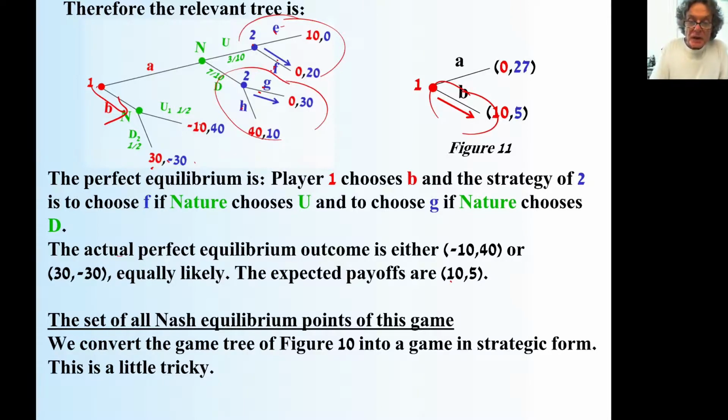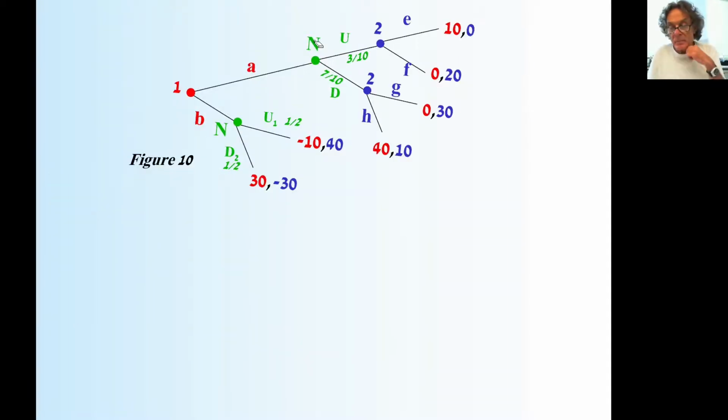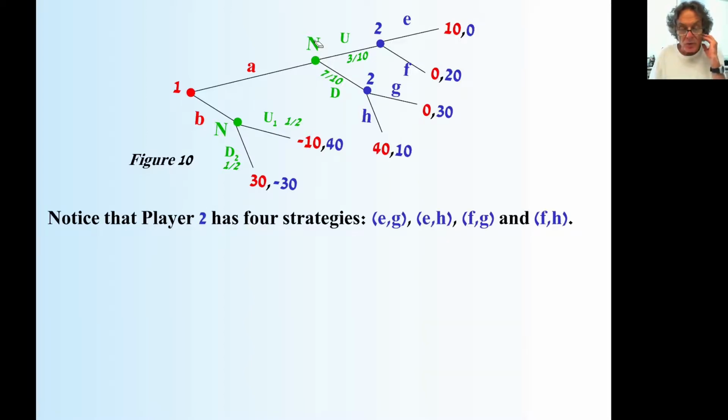So if I want to find out all the equilibrium points of this game, I have to convert this game that you see here to a strategic game. So I put again the game. Notice that player 2 has 4 strategies. E here and G here. E here and H here. Now with F. F here and G here. And finally F here with H here. All 4 combinations. And if I would have here I, let's say, then it will be 6: E with G, E with I, E with H, F with G, F with I, F with H.